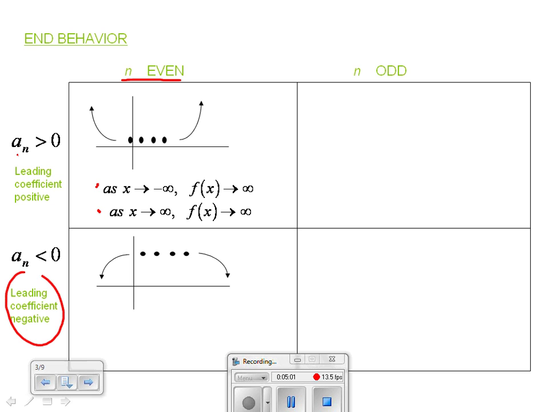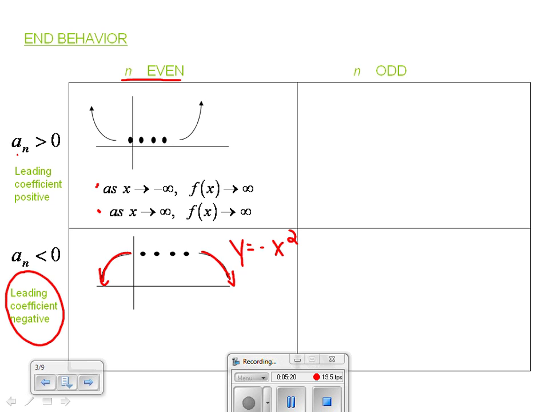Well, all that means, again, for an example, is we've just flipped over our parabola. Again, this could be something like x to the 6th, x to the 8th, but the idea is on the ends, it's doing the same thing that a parabola would be doing. So this is going to be going down in both directions.